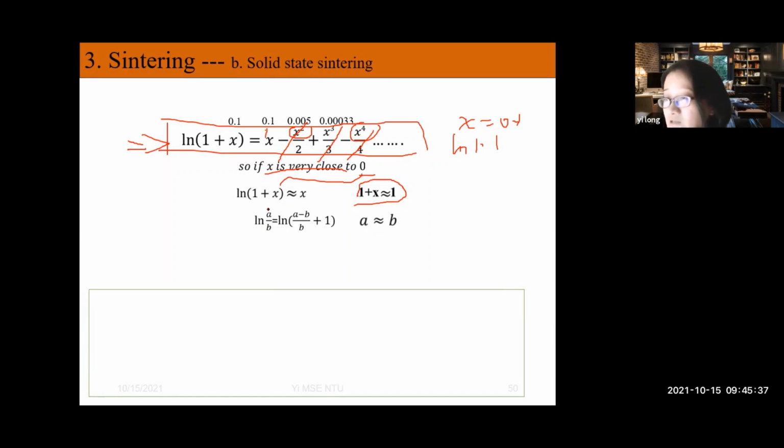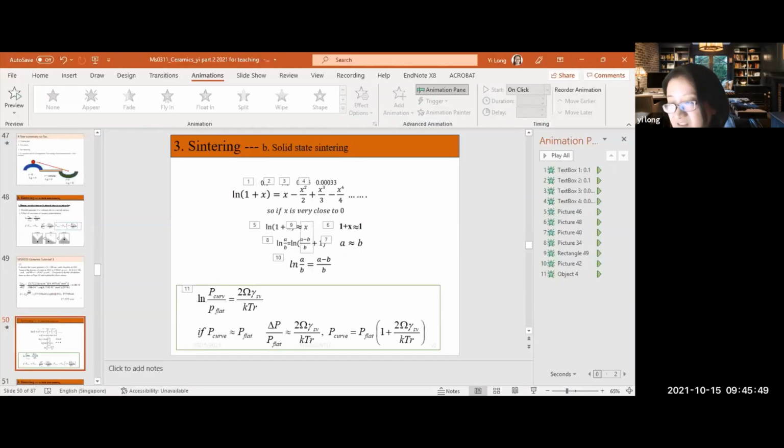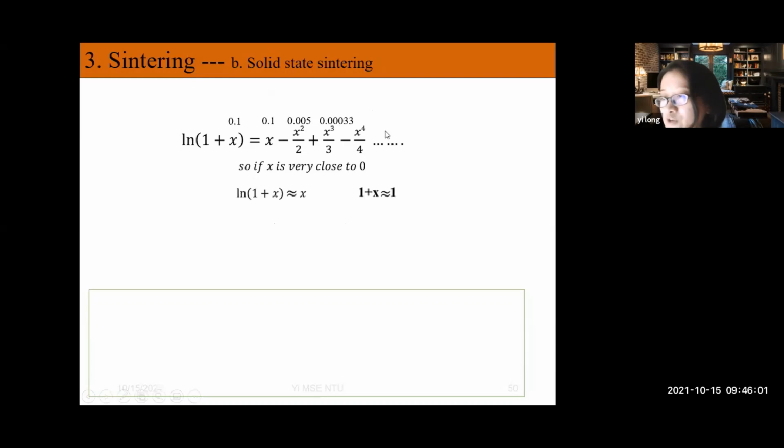Next, for example, if a is very close to b, so now I'm asking you, how about norm a over b? Norm a over b. Sorry, my question here is, if a is very close to b, what can you do in this case?